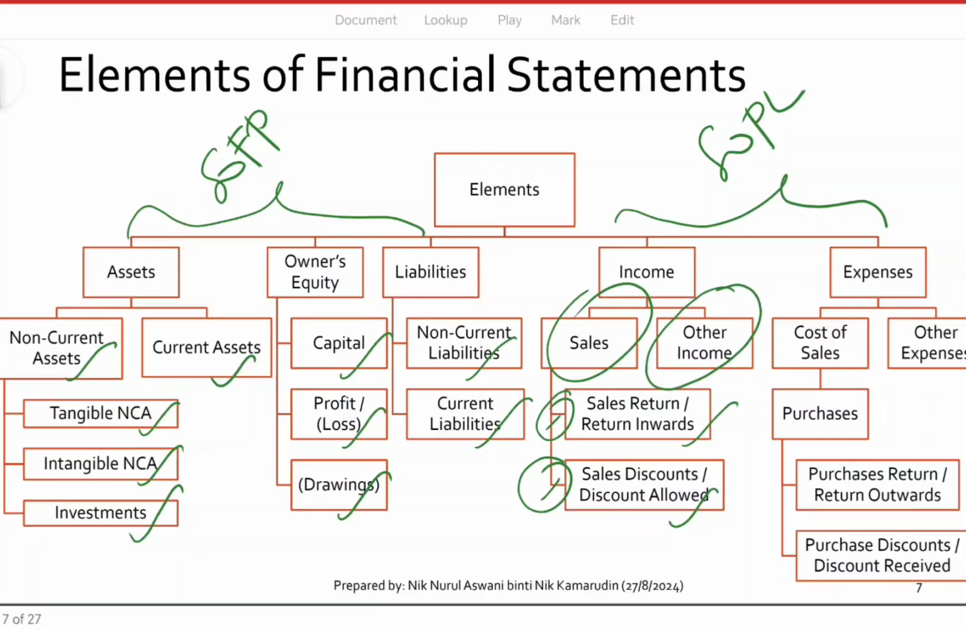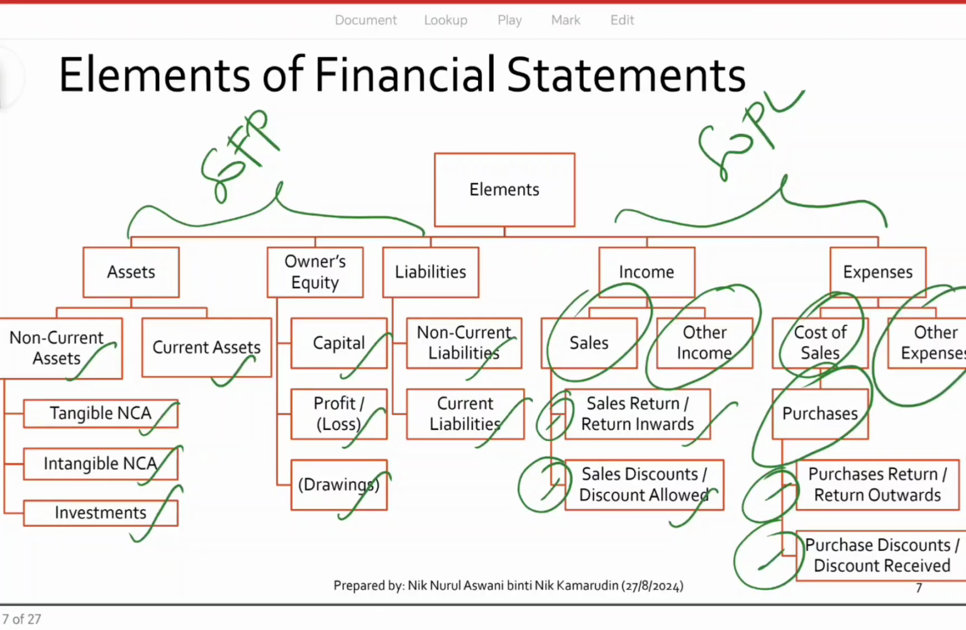All right, for the expenses, of course we have different types of expenses, but the main expense for the business is the cost of sales. Under cost of sales, we have one main expense, which is purchase. Similar to income, purchase also can be reduced by purchase return and by purchase discount or discount received, while the other expenses which we spend to support the day-to-day operation of the business will fall under operating expenses or other expenses.